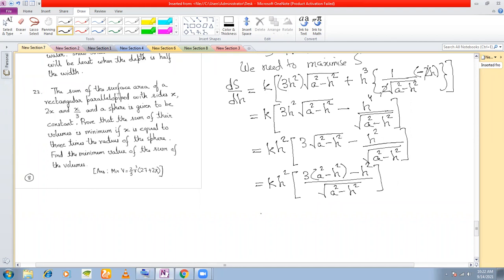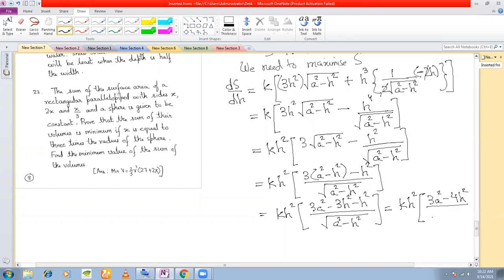Okay, so now you can simplify the numerator of this to get 3a square minus 3h square minus h square divided by root a square minus h square, which you ultimately get as k h square times 3a square minus 4h square divided by root over of a square minus h square, right? So this is what you're getting as ds dh.